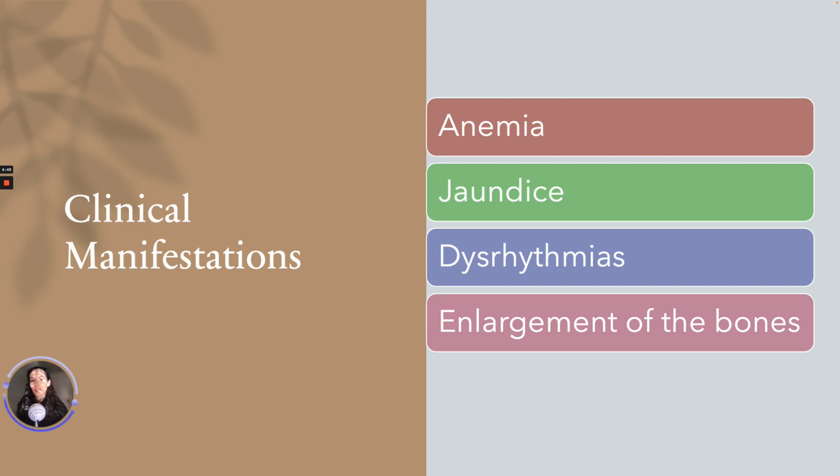So clinical manifestations of sickle cell anemia are always present. Usually hemoglobin values are 7 to 10. We'll see jaundice, usually seen in the eyes. We can see dysrhythmias, and heart failure can occur in adults, and we may see enlargement of bones because the bone marrow expands in childhood in a compensatory effort to offset anemia, and sometimes leads to enlargement of bones of the face and the skull.